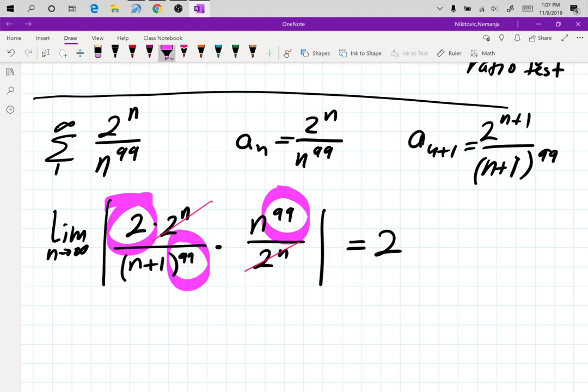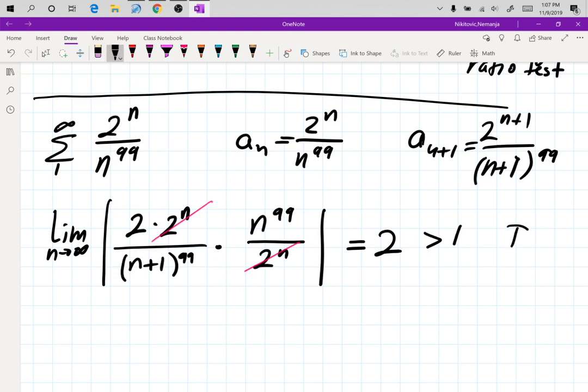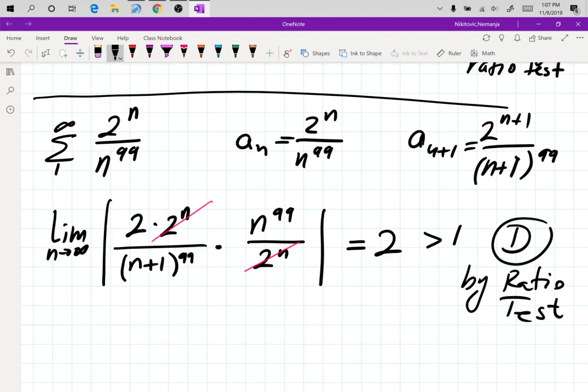We can finish this off. So, larger than 1 diverges by ratio test. Now, those of you that have attention to detail would say, yeah, I have the faster growing function upstairs. It's exponential divided by polynomial. I don't care what numbers you put up. Eventually, exponential is going to win. So, yeah.